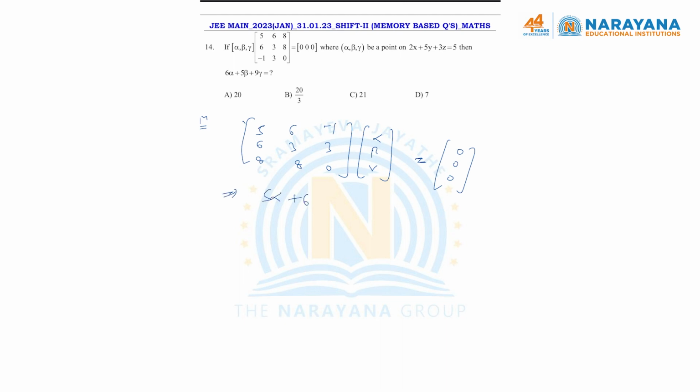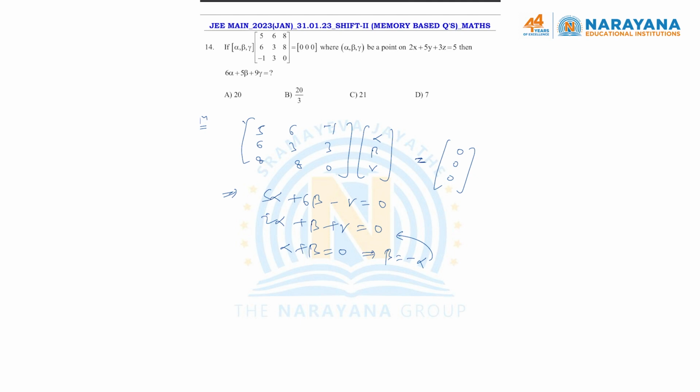The first relation is 5 alpha plus 6 beta minus gamma is 0. Then in the second, you can cancel 3 and write a little easier equation, that is 2 alpha plus beta plus gamma is 0. And in the third equation you can remove 8 and write alpha plus beta equal to 0. So this gives beta equal to minus alpha. We will put that here.